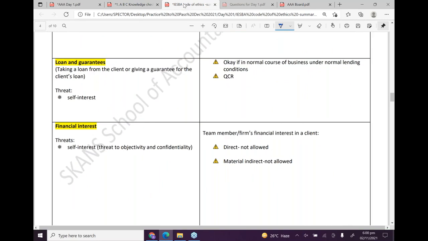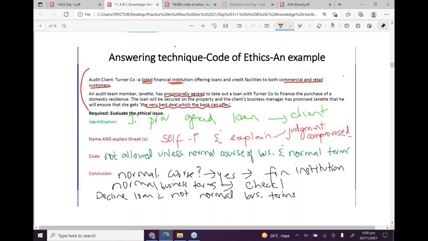So if I have learned the code, I know there is only one threat in this given scenario. So I'm going to write that down. Identification is me saying Jeanette has provisionally agreed to take out a loan from a client. Remember, this is me telling them that this is an area I'm talking about. Explain self-interest. So you will write, this is a self-interest threat. Jeanette's judgment might be compromised due to financial interest. So literally 1 mark for explaining what self-interest is.